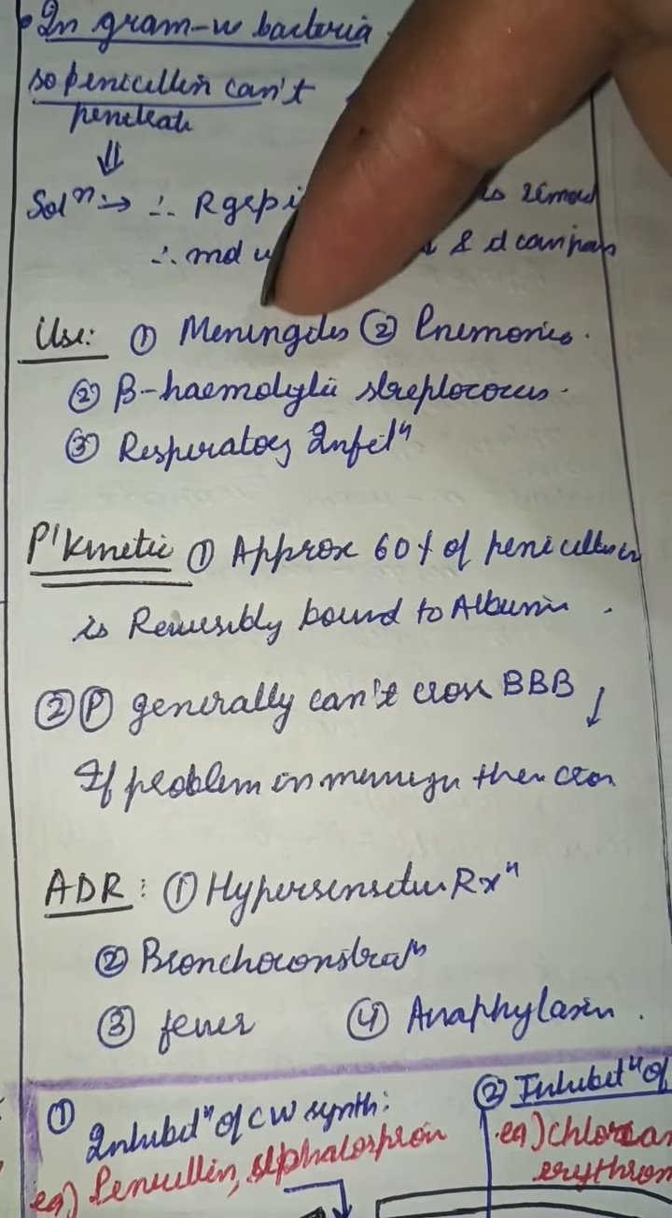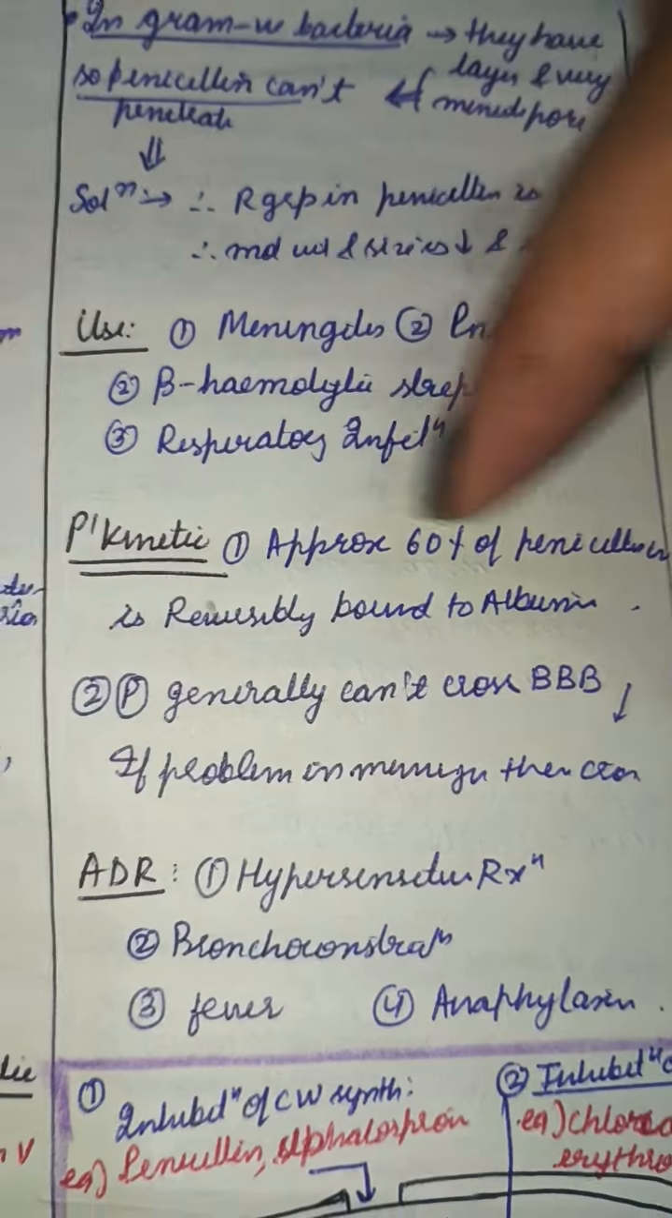Now the use of penicillin is in meningitis, pneumonia and so on. Pharmacokinetics is this and ADR is this.